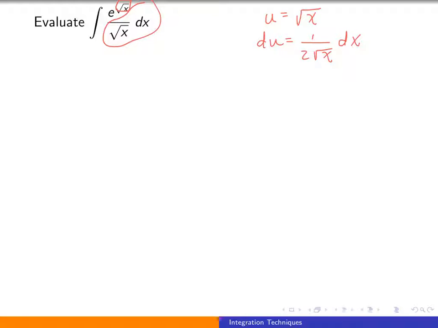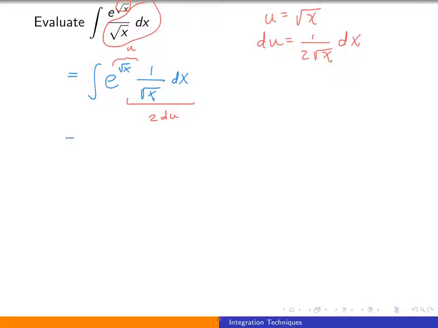So rewriting our integrand, just a bit differently here, we could write this as e to the square root x times 1 over square root x dx. So to get everything solely in terms of the variable u, we see that the square root x in the exponential is going to become the u, and then the 1 over square root x dx is going to become 2 du.